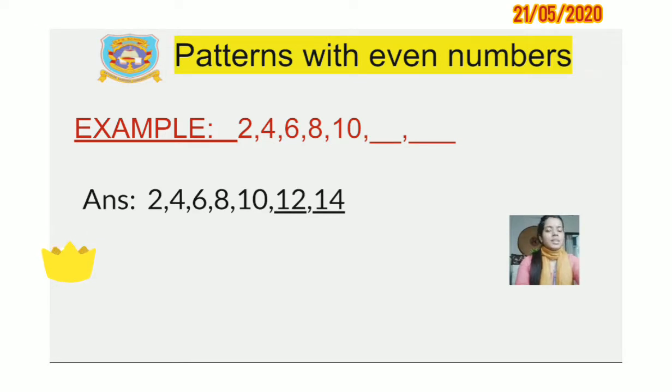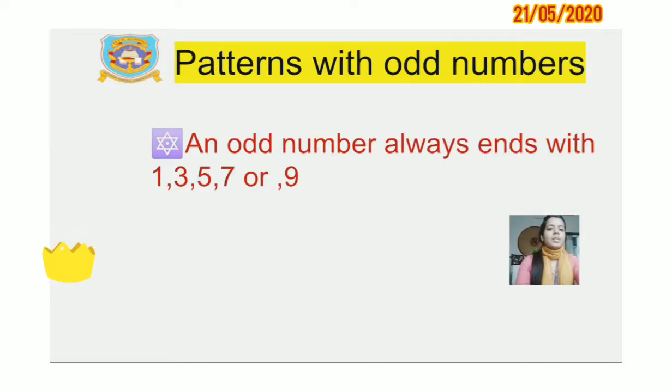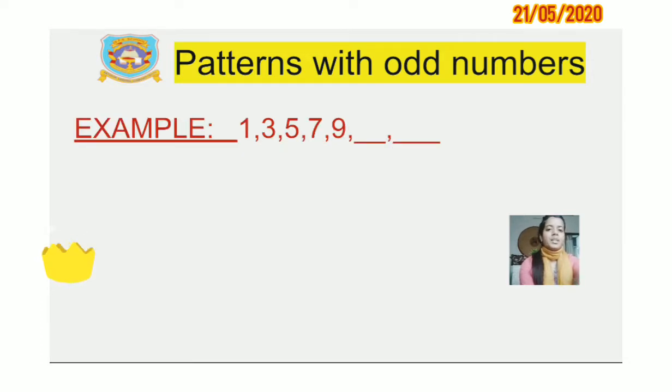Okay, now let us proceed with the next topic, that is patterns with odd numbers. So dear children, what are odd numbers? Okay, the numbers ending with 1, 3, 5, 7 or 9 are called odd numbers. Now let us see one example how patterns with odd numbers can be formed. Okay, look at the given example very carefully.